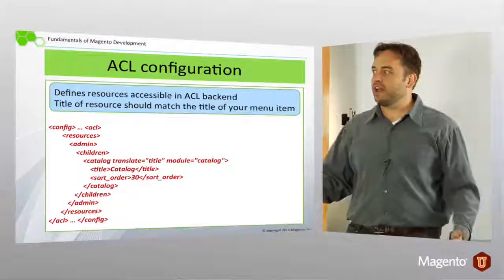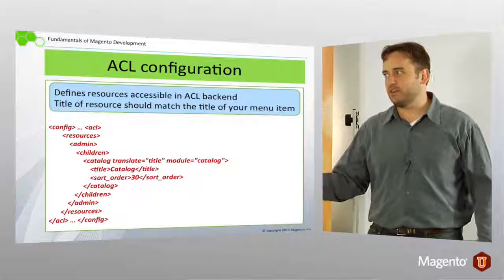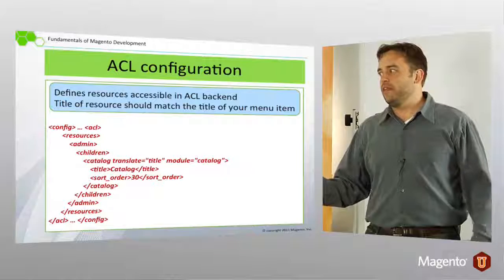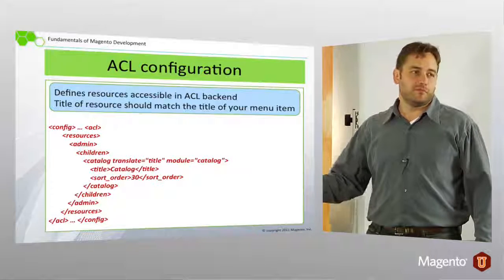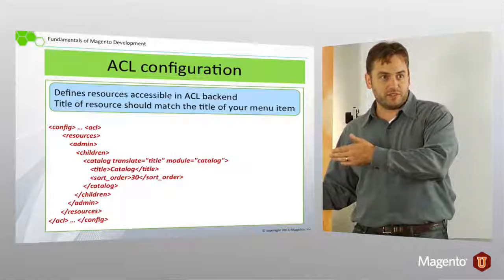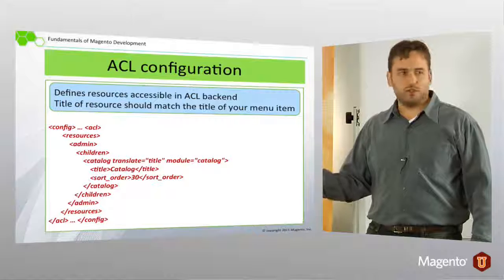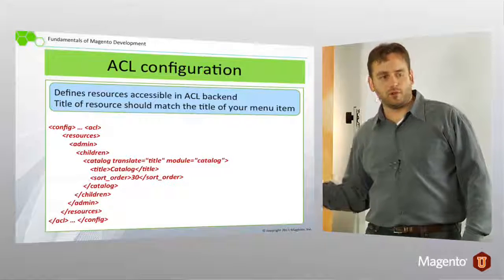So then, after that, it's basically the same kind of syntax. You define a title, you can set a sort order, and then if we wanted to have children in here, we would declare a children node, and then in this case, we would have products, and so forth. So it's basically node, children, node, children, node, children, all the way down.